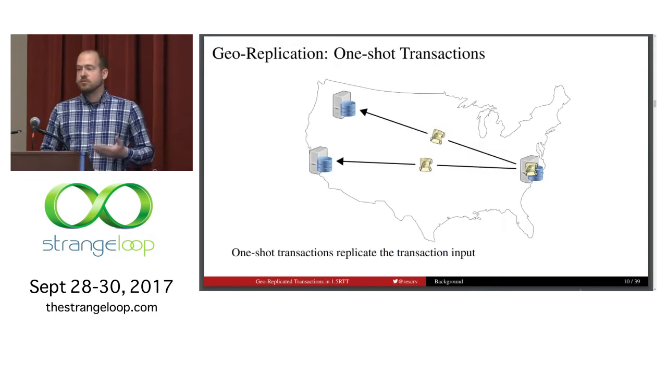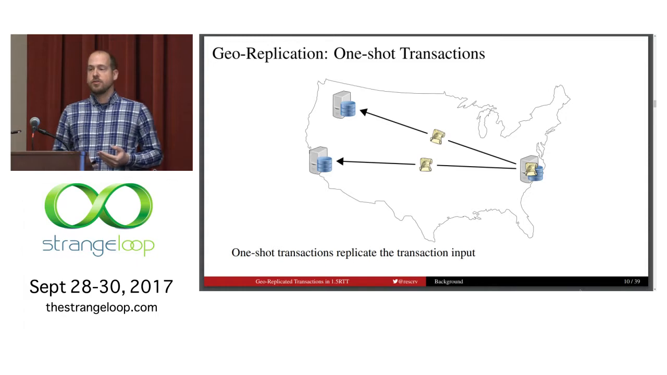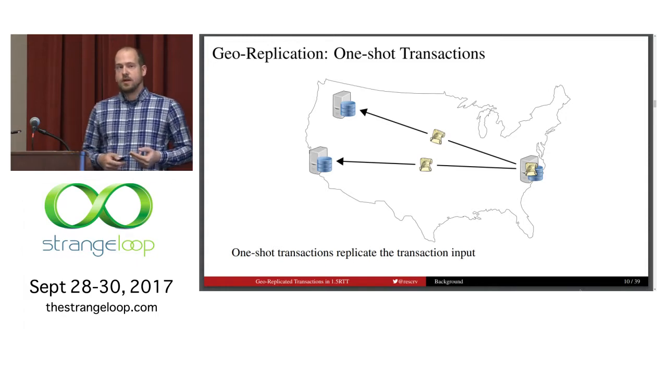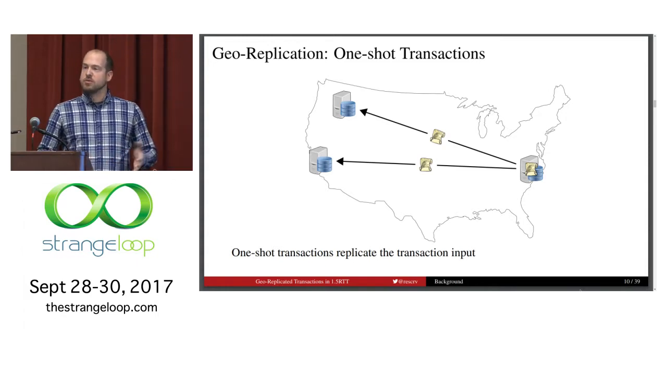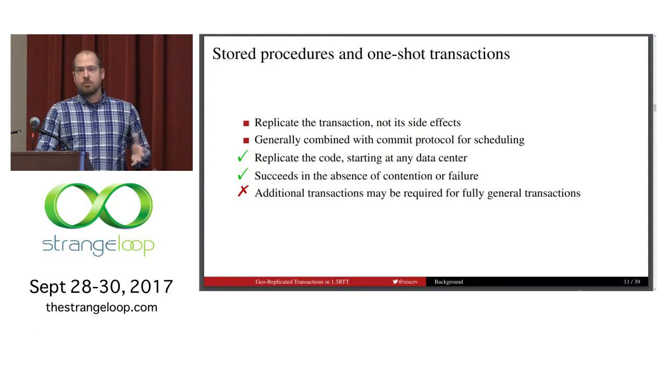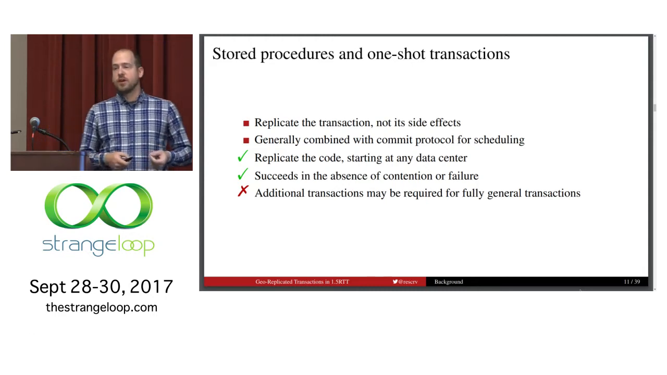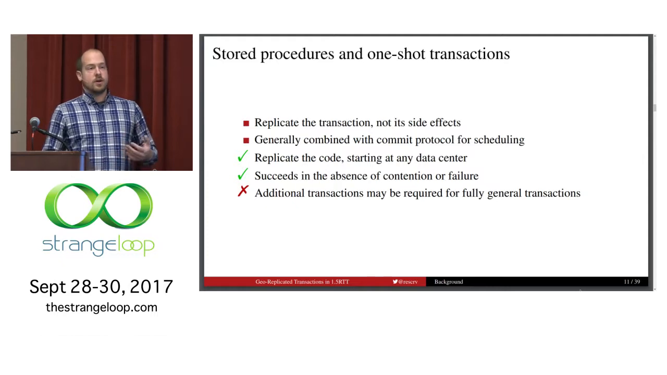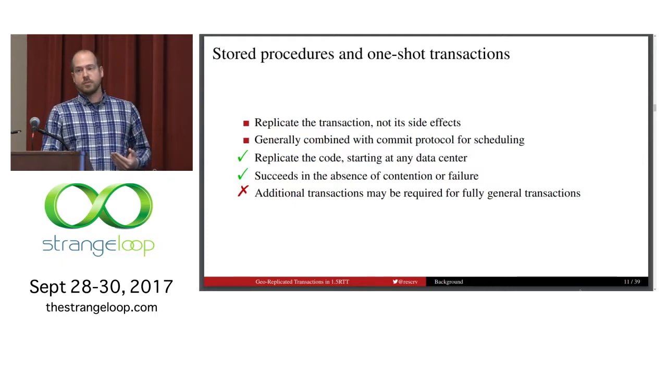Then there's this trick called one-shot transactions. You'll see this often used sort of like a stored procedure. Essentially, you're replicating the code and not its side effects. So in this case, you would replicate the actual script of the transaction. This is generally a little bit more flexible for scheduling. You can schedule the transactions and then run them later. And the code can come from any data center, and you need one round trip to get it into the system that's doing the replication.